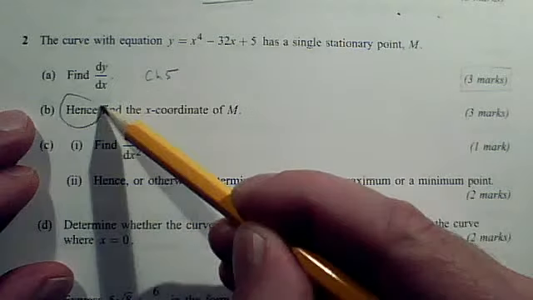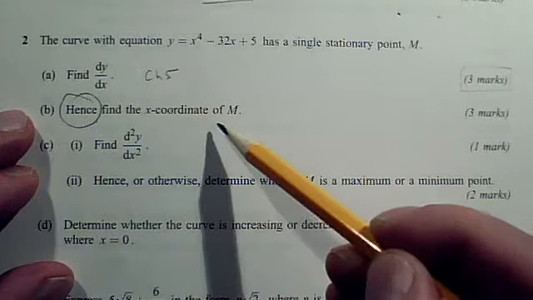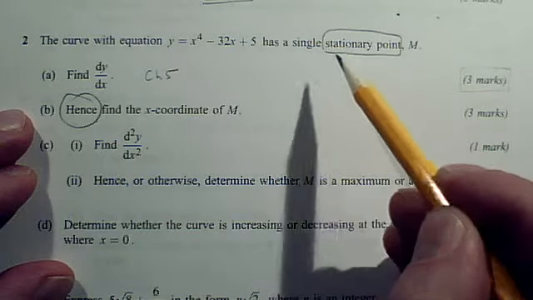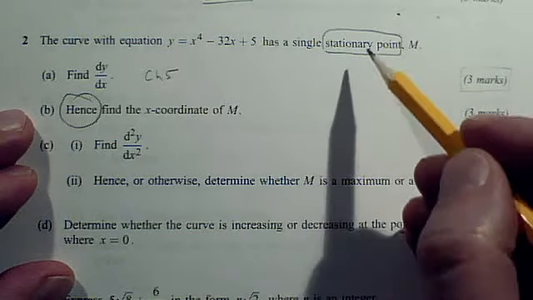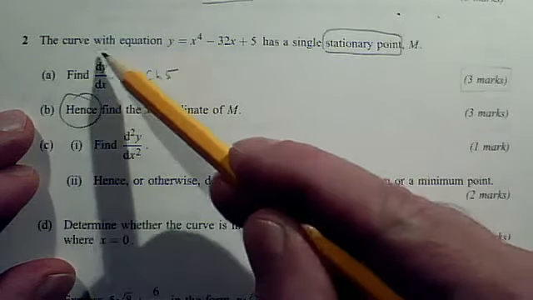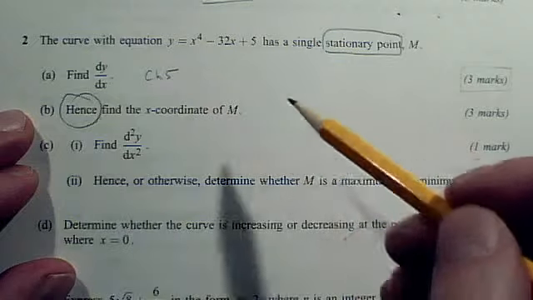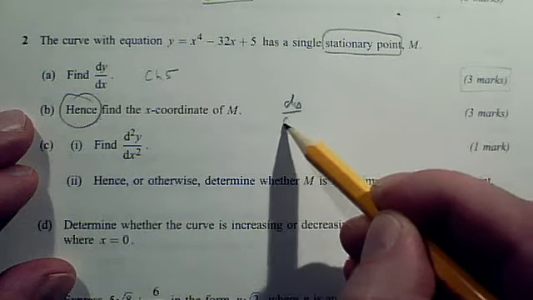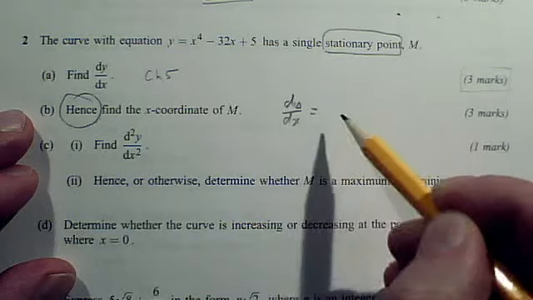Hence, that means using what you've just done, we've got to find the x-coordinate of M, which was the stationary point. Stationary point is a code phrase. It gives you a bit of a hint here because it says hence, so we need to be using dy by dx. dy by dx equals a particular value at a stationary point, and that's your starting point.